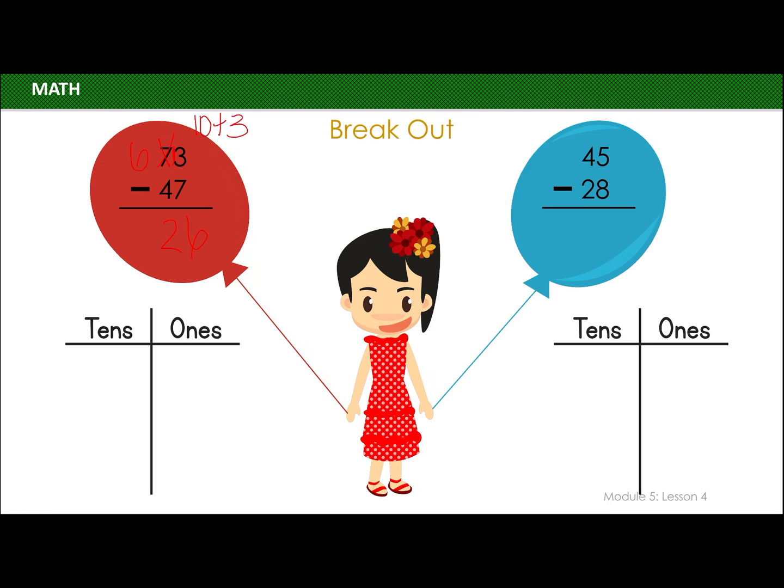Let's double check using our 10s and 1s mat. So we had 7 and we had 3, 73. I can't take 7 away from 3, so I need to cross off one of my 10s. That becomes 6. I need to add that 10 into my 1s. And that becomes 13. So now I'm taking that 13 and I'm subtracting 7 from it. That gives me 6. I subtract that 4 10s from my 6 10s. That becomes 2, and my answer is 26.